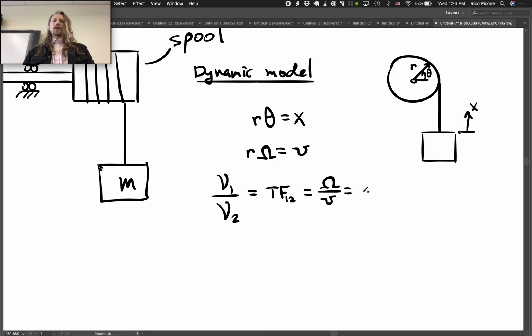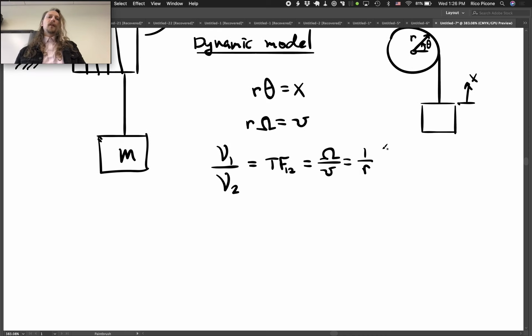Which is equal to 1 over r in this case. Okay? So that's the relationship there. We found a transformer ratio, and therefore we know we can also relate the torque to the force through this transformer ratio as well.